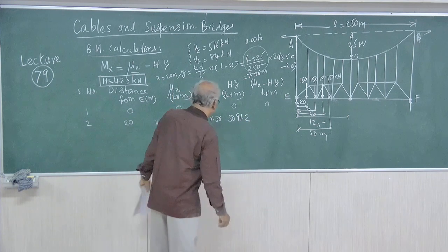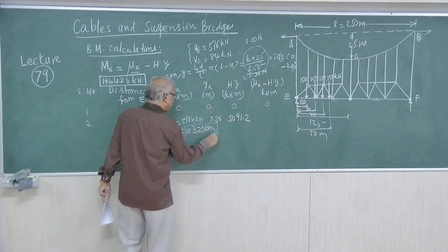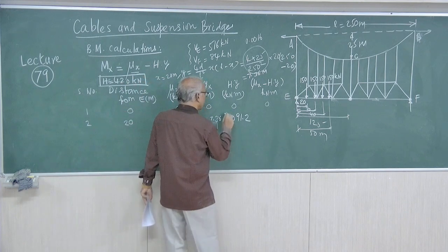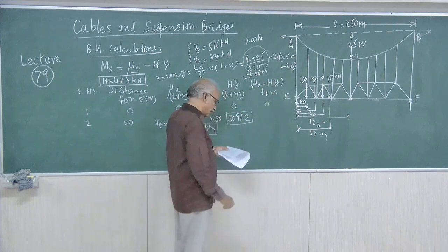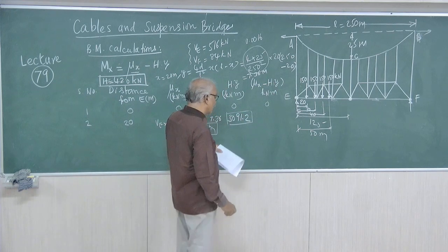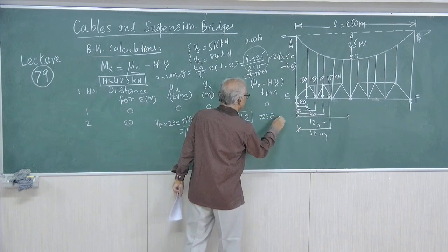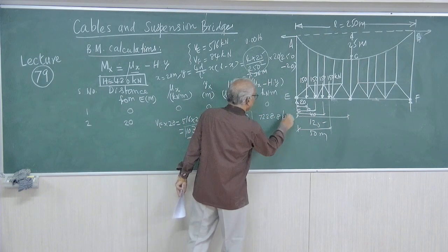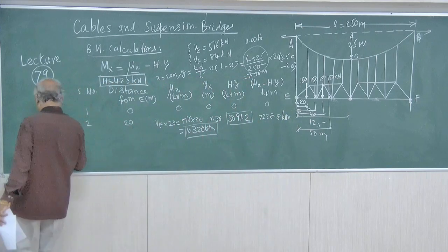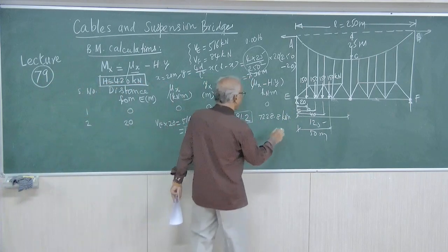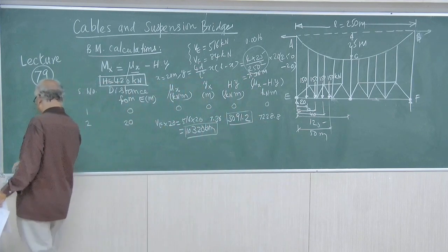3091.2, and the net bending moment is equal to 10,320 minus 3091.2. Mu x minus H into y is equal to 7228.8. Kilonewton is already mentioned, therefore it need not be repeated. 7228.8 kilonewton meter. That is one value.